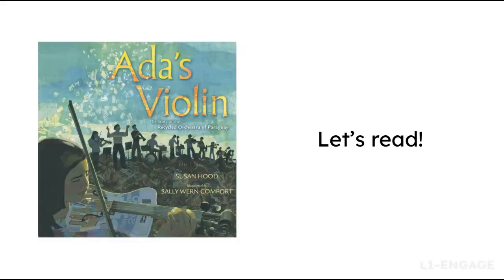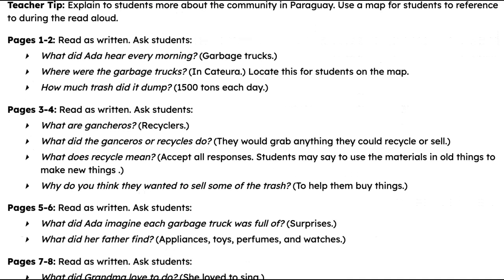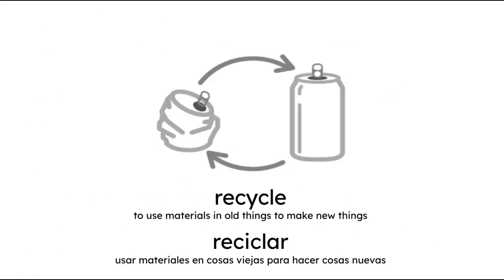You'll then ask students what they need to make music and introduce a story about a community that wanted to make music. Use the Read Aloud Guide to read and discuss the book Ada's Violin with the class. During the reading, you can post the Recycle vocabulary card.